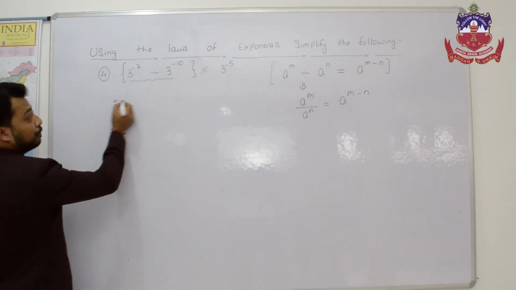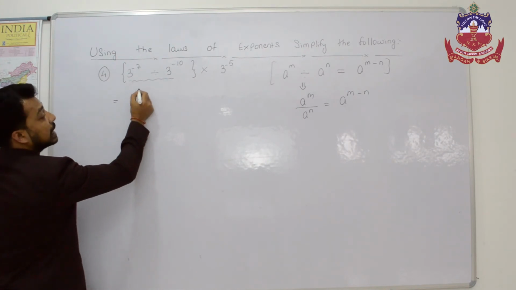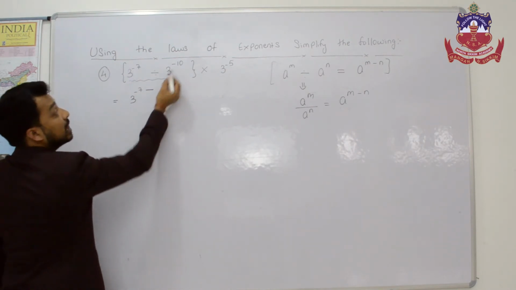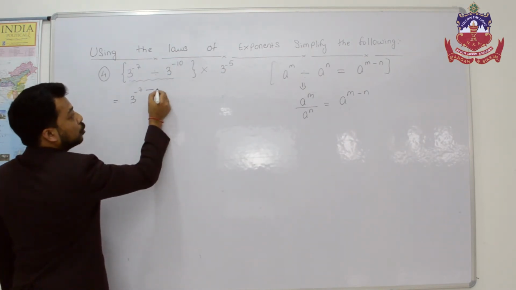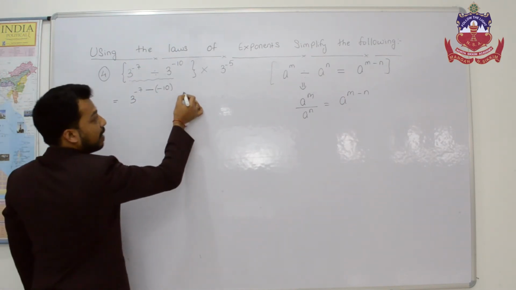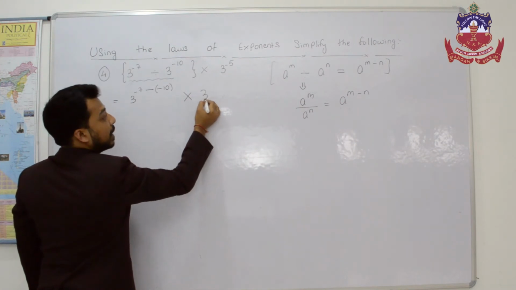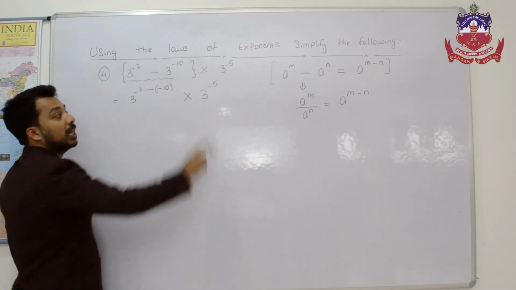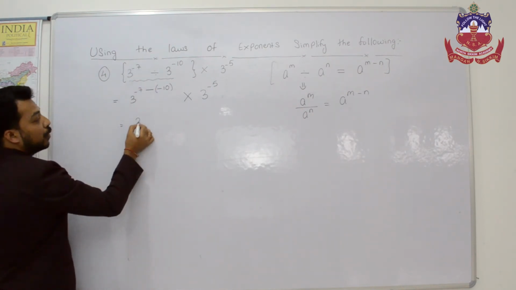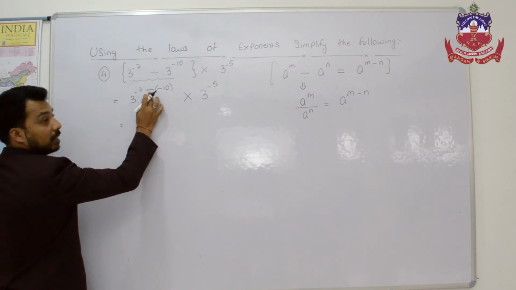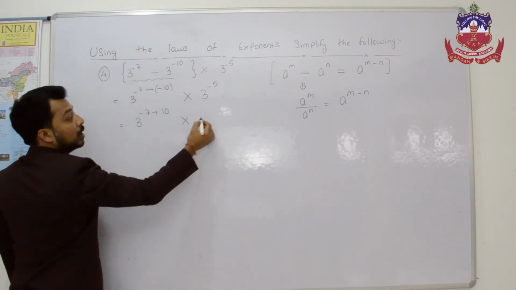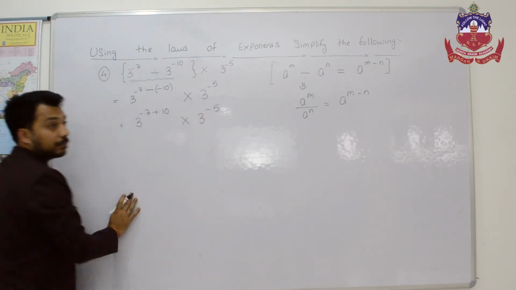So we can write this as 3 to the power minus 7 minus, according to the law, the second power, which is minus 10. So minus 10, which we will have to place inside the bracket. And then you have multiplication with 3 to the power minus 5. Let's open the bracket and solve the power. So it will give you 3 to the power minus 7, open the bracket, minus minus plus 10, into 3 to the power minus 5.